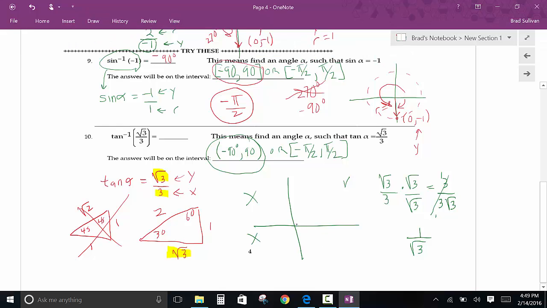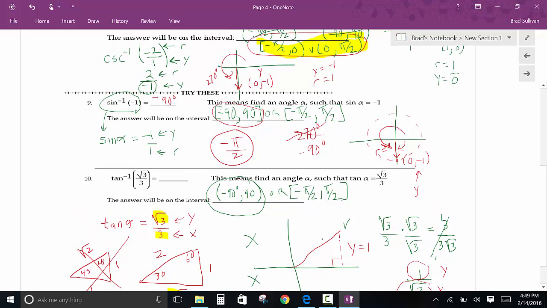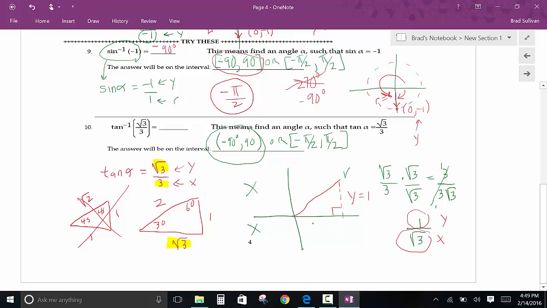So I'm going to go ahead and draw a picture in quadrant 1 and make a triangle like that. We got y is 1, so that could be thought of as that side. Remember, the tangent is y over x, so that means x is square root of 3, and then r would be equal to 2. So that would force this to be a 30-degree angle. So the answer to this problem would be 30 degrees. In radians, 30 degrees is the same thing as pi over 6 radians.